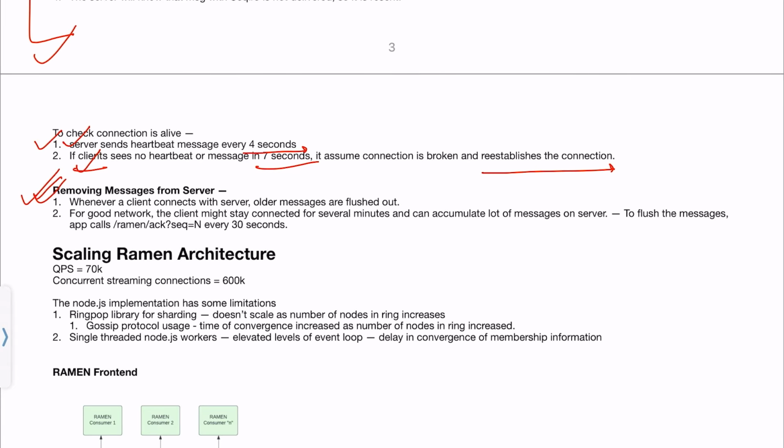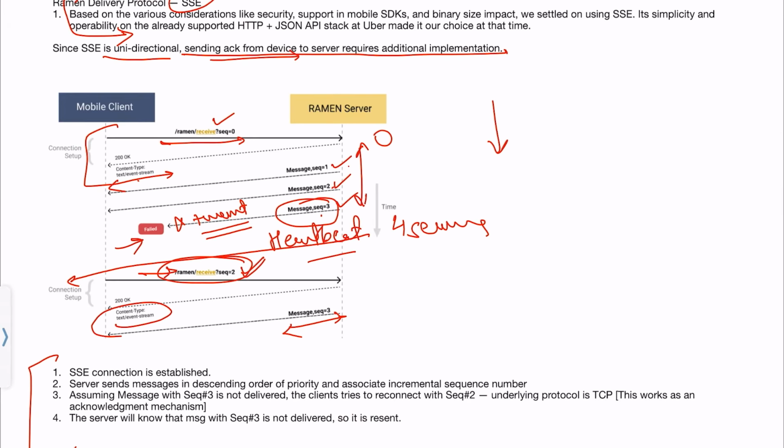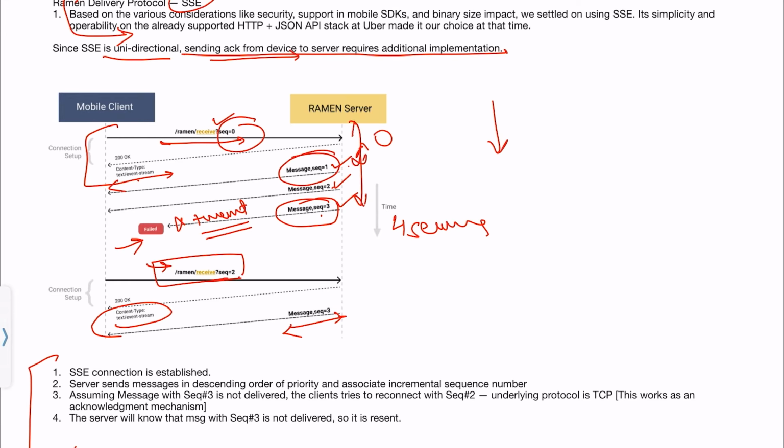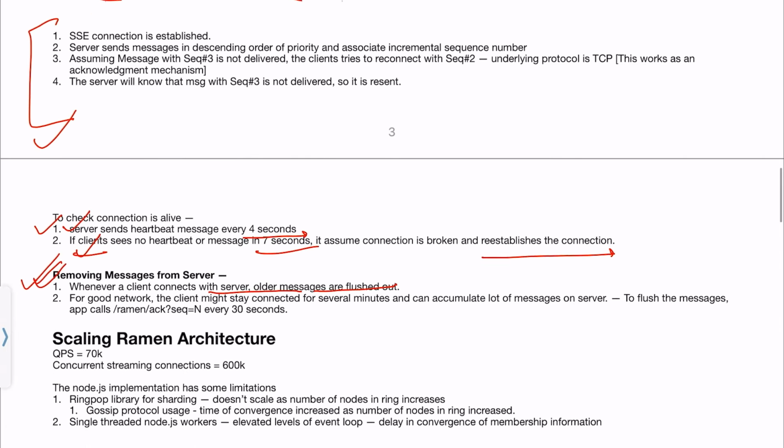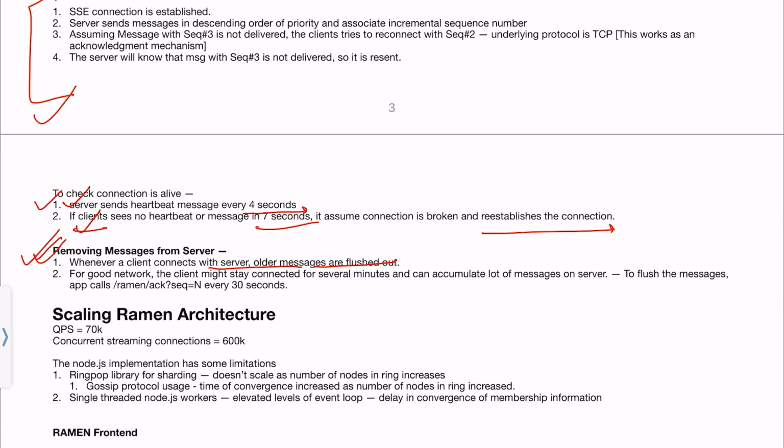Whenever a client connects with the server, all the messages are flushed out. In this case, we re-established the connection with sequence 2. So in this scenario, we know the older messages, sequence 1 or sequence 0, will be removed from the server. Great.